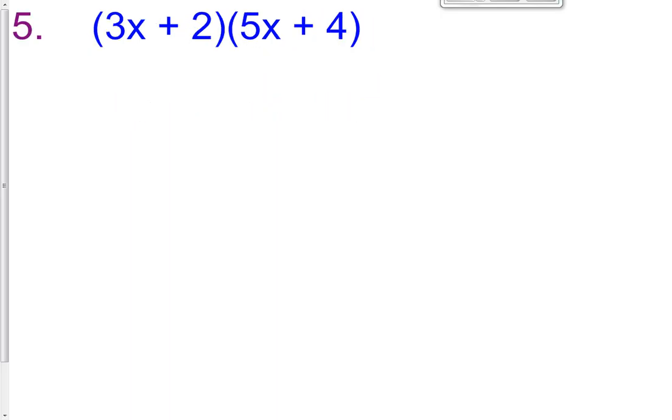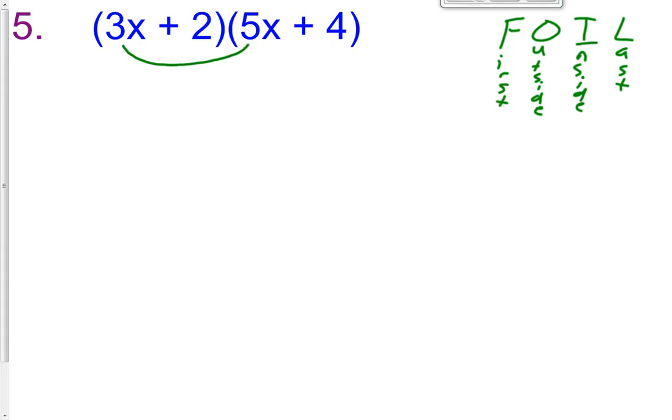This one, I'm sure you guys have seen this one 1,000 times now. When you have a binomial and you multiply it by another binomial, you use this method, FOIL, where F stands for first, O stands for the outside terms, I stands for the inside terms, and L stands for the last terms. So you're going to multiply the first times the first. 3x times 5x is 15x squared.